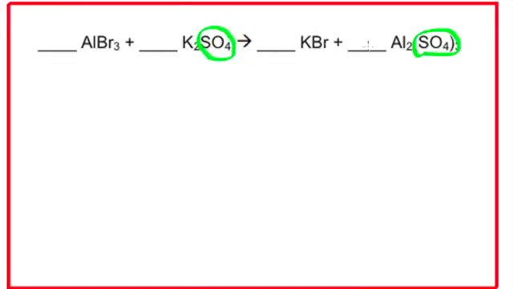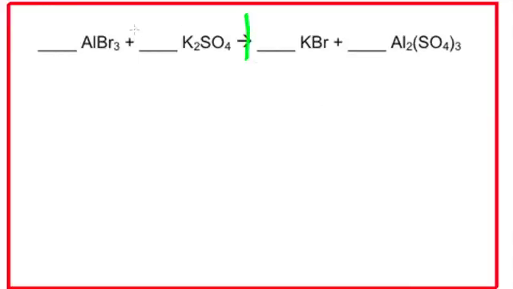And as long as they stay together on both sides, they travel as a group. So I don't need to balance an S and an O separately. I can just balance an SO4 group here and an SO4 group there. And that's going to help us out. So knowing your polyatomic ions is really important.